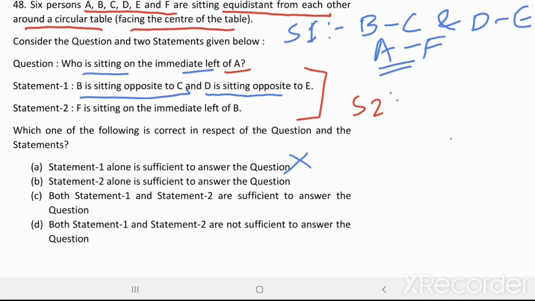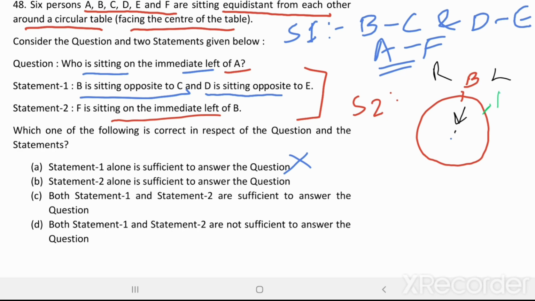F is sitting on the immediate left of B. So F is sitting here and he is facing the center. Then this is the left side of B and this is the right side of B. Then F is sitting on the immediate left of B. Immediate left of B is here. So this is the position of F.